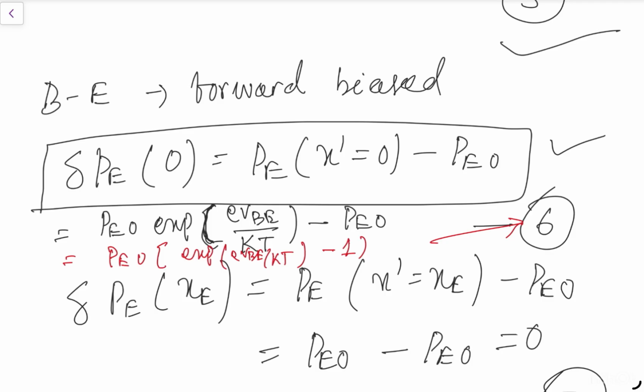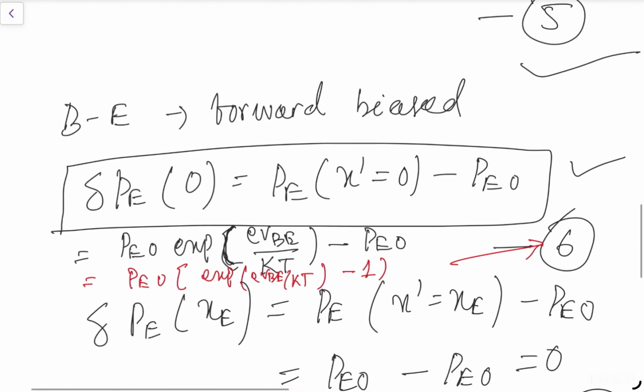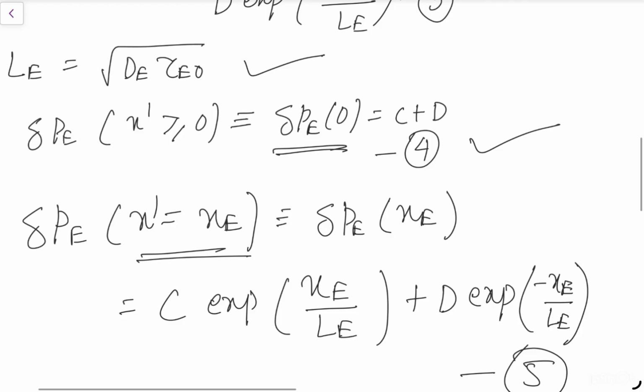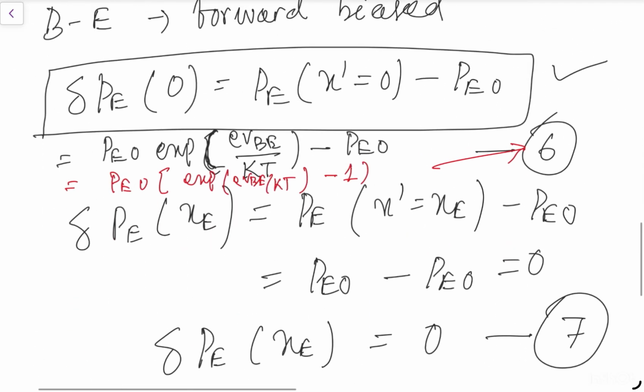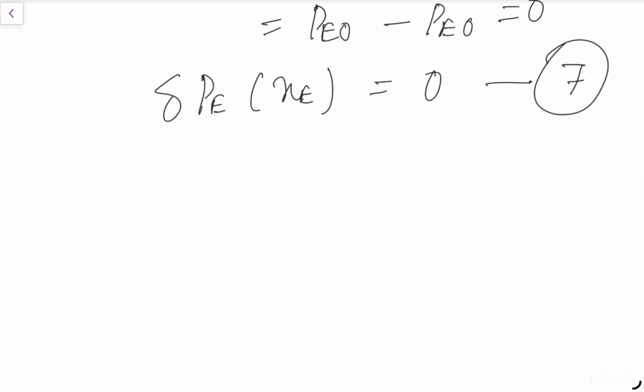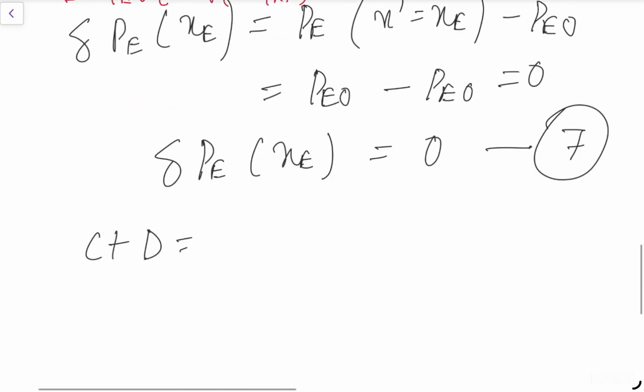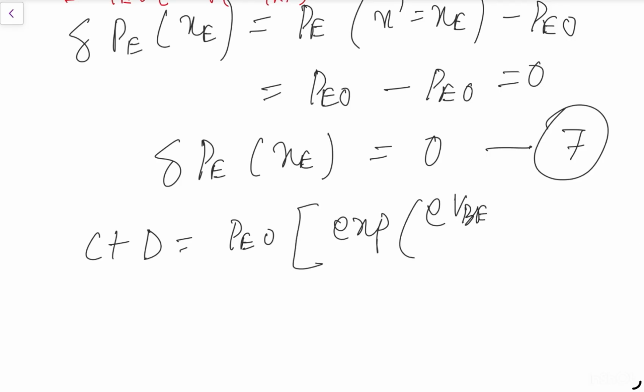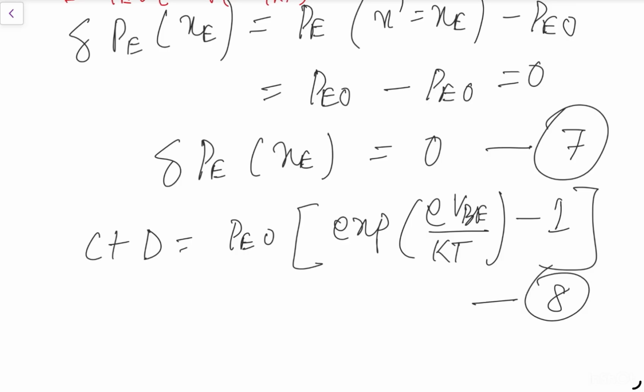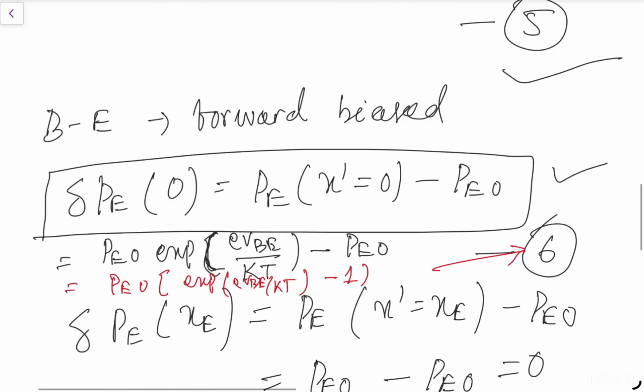Now we have the equation. If you see, delta PE at 0 is C plus D, so C plus D is equal to this equation. The first one we got: C plus D is equal to PE0, taking bracket, exponential of eVBE over kT minus 1, right? Let's write this as equation 8. So we combined equation 4 and 6.